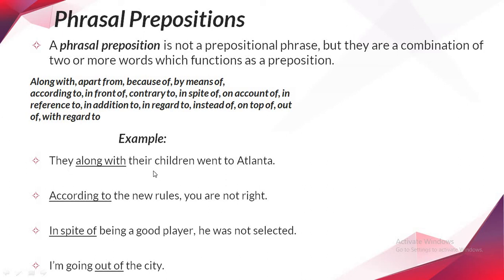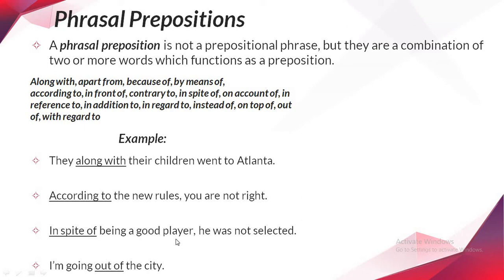So they did not go with their children, they go along with. When we use along with, it is a phrasal preposition. So they along with their children went to Atlanta. According to the new laws, you are not right. According to, with reference to the new laws, you are not right.